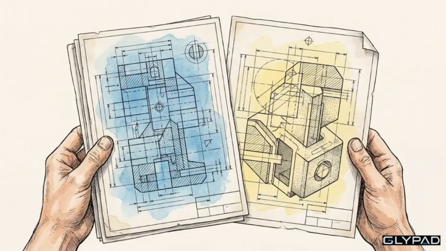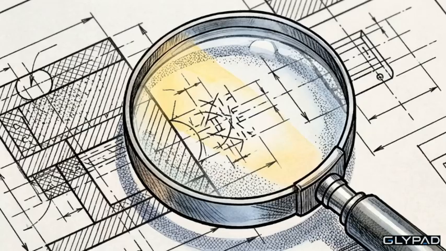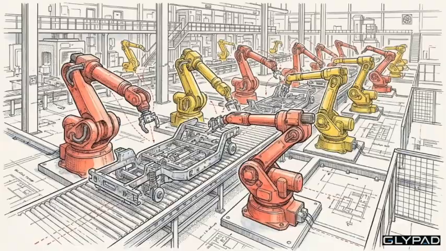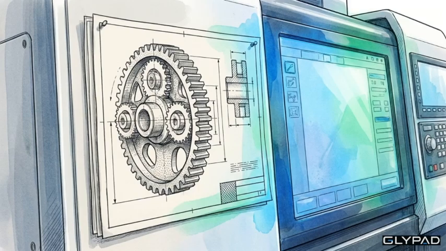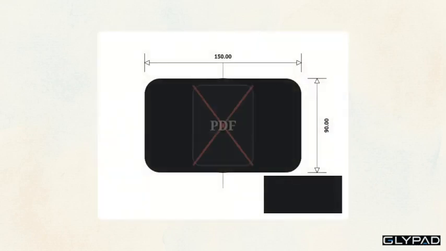Trying to track the exact changes between a revision C and a revision D drawing requires a tedious visual comparison of every annotation. Manufacturing teams are under pressure to accelerate their output, yet the foundational drawings they rely on are disconnected from the automated systems used to build them. Simply digitizing a piece of paper into a PDF does not solve the bottleneck.